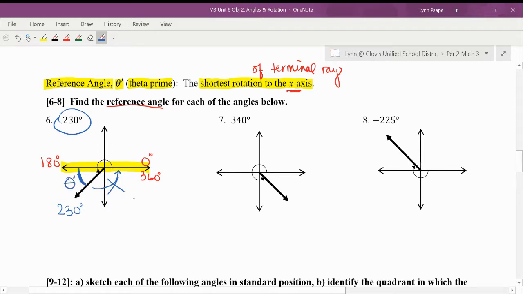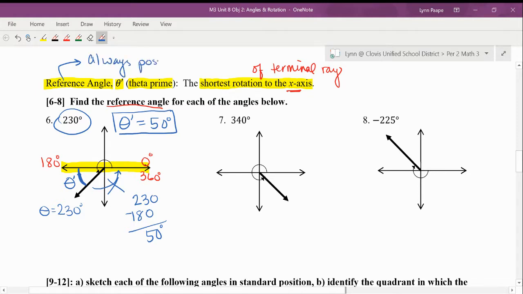So theta prime. So my rotated angle is 230 degrees. I'm trying to figure out what is my reference angle, meaning how far do I have to travel to get back to 180? And so to do that, I would just do 230 minus 180 degrees, which would be 50 degrees. So then my reference angle, theta prime, would be 50 degrees. And then before I forget, the reference angle is always positive regardless of direction.